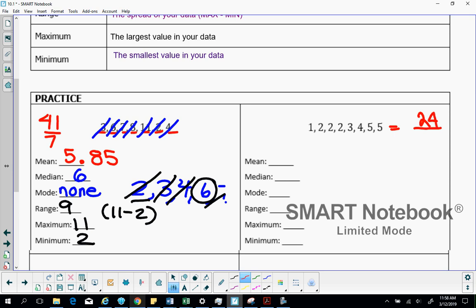24. And then how many numbers are there? 8. So what is 24 divided by 8? 3. So your mean is 3.